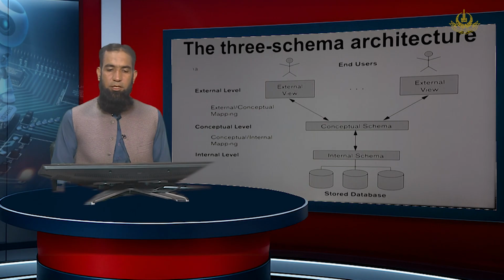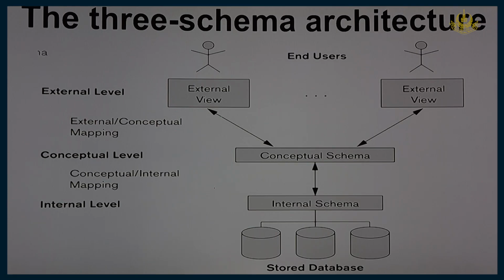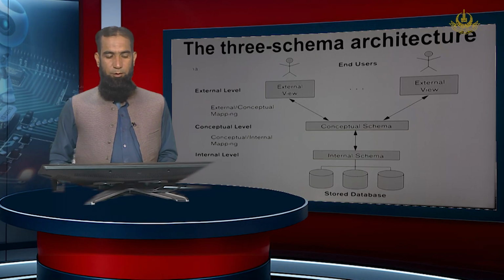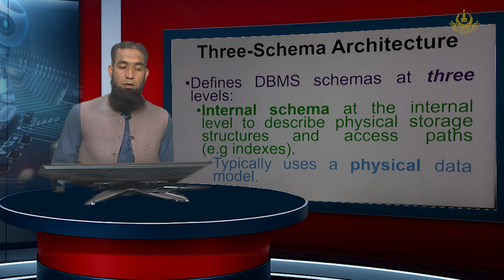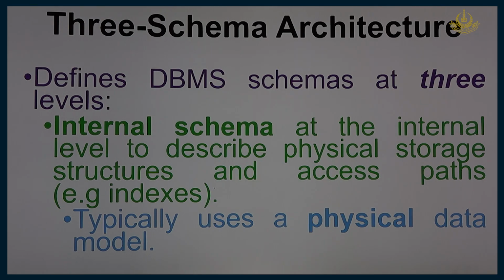The three-schema architecture. We discussed different views. That's the external view, meaning the end user's point of view, then the conceptual view, and at the end there is an internal schema. So we will discuss the internal schema, external schema, and conceptual schema. These define the database management system schema at three levels.